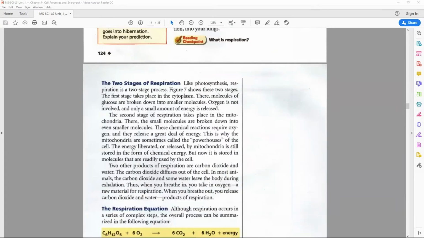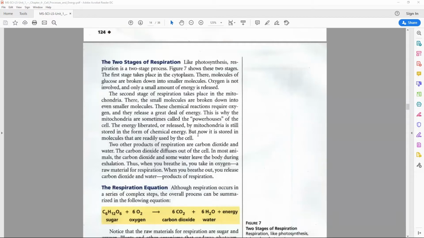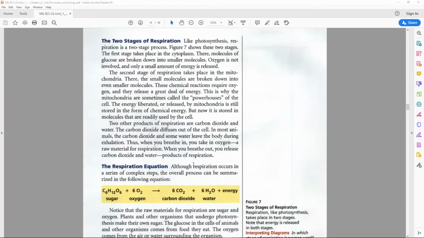There are two stages of respiration. Like photosynthesis, respiration is a two-stage process. Figure 7 shows these two stages. The first stage takes place in the cytoplasm, the gel-like substance that is inside of the cell and surrounds the organelles. There, the molecules of glucose are broken down into smaller molecules. Oxygen is not involved, and only a small amount of energy is released.